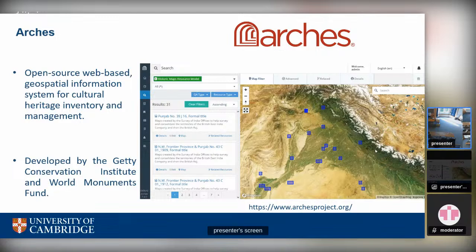Arches is a very feature-rich platform, but it can get a bit complex to deal with. It's an open source web-based geospatial information system that is specifically designed for cultural heritage inventory and management. It's developed by the Getty Conservation Institute and World Monuments Fund. On the right side, you can see the image of the search page of Arches. You have options for spatial or non-spatial search, working with the map canvas, advanced search using operators based on the data type or specific attributes, downloading the data if you have the right, and more.